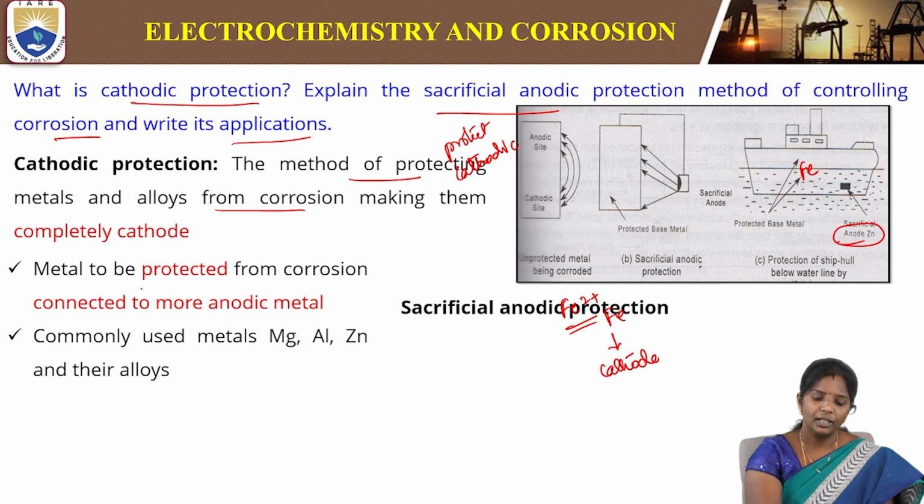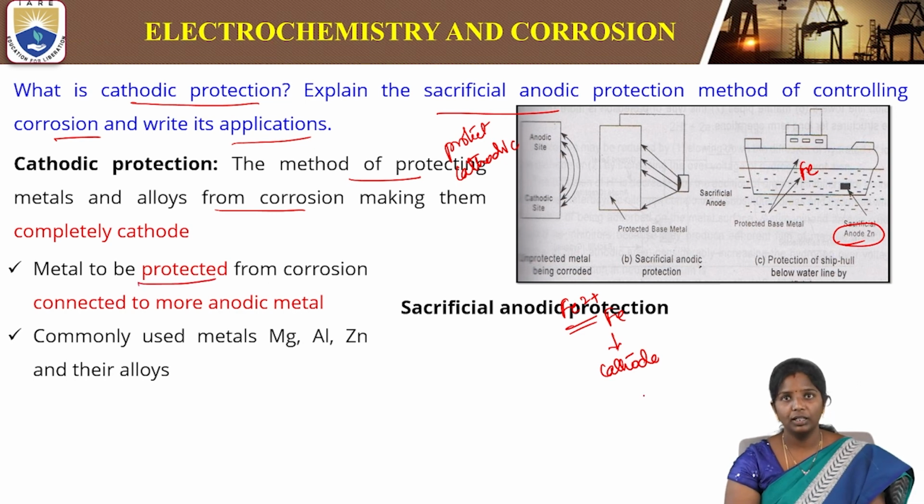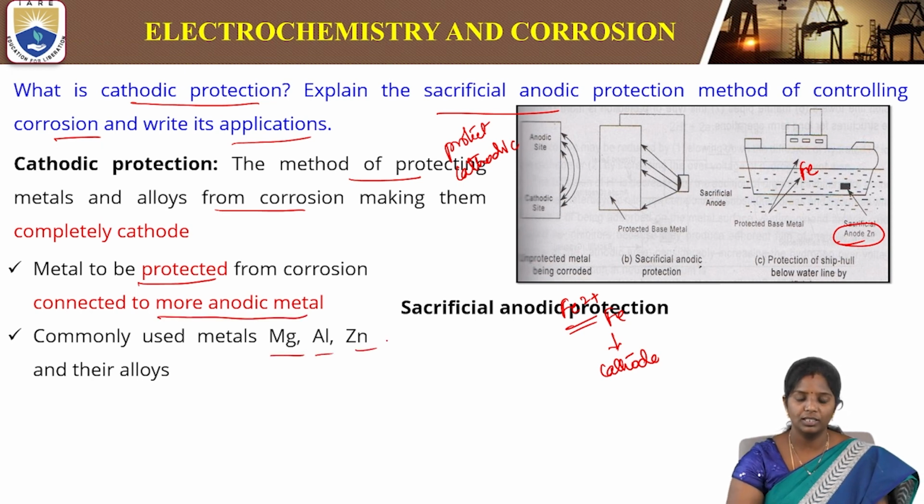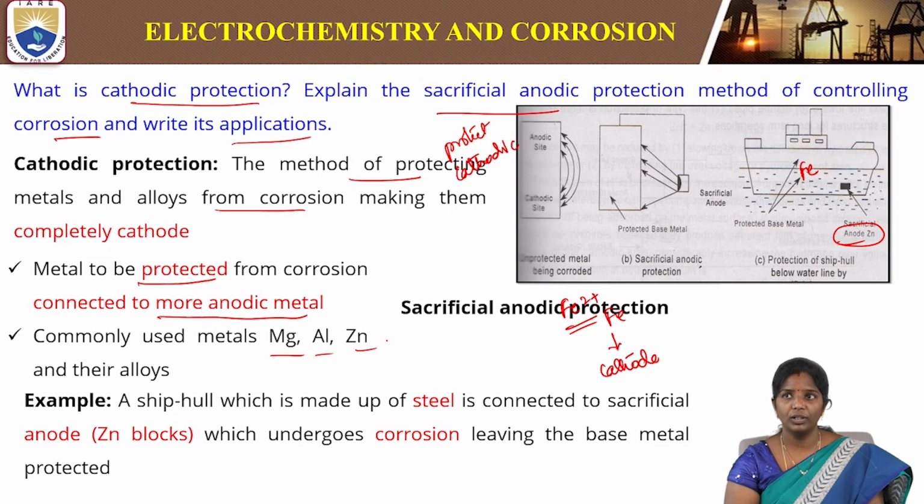So here, the metal to be protected from corrosion is connected to a more anodic metal. The more anodic metals here are magnesium, aluminium or zinc, and their alloys. So what happens? They will be reacting. If you see the ships, there is some zinc kept beneath, which will be in contact with the water, and that will corrode and sacrifice its metal, protecting the base metal of that ship. So this is how the steel in the ship is protected.